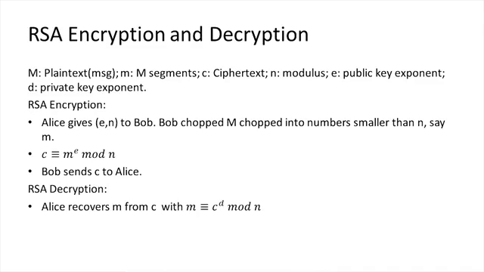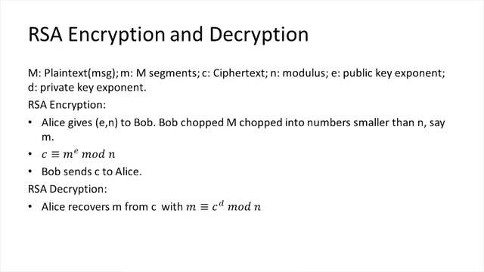Let's now show how RSA does the encryption and the decryption. Here we have a big message M. We typically chop it into small message segments or chunks, represented by lowercase m. Through the equation, we can compute c, lowercase c, which is the ciphertext, and n is the modulus. Here, e is the public key exponent, and d is the private key exponent.